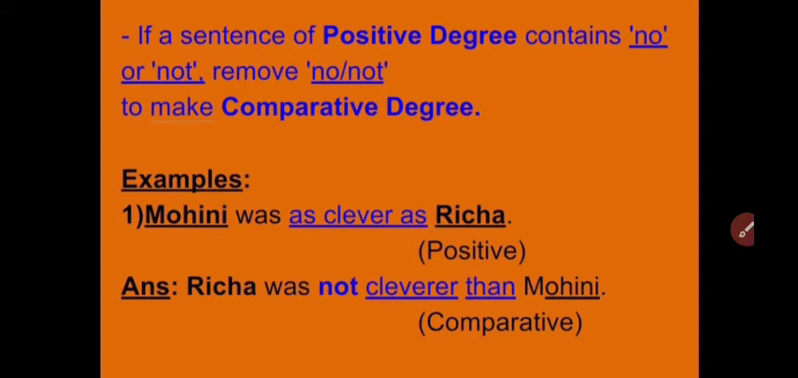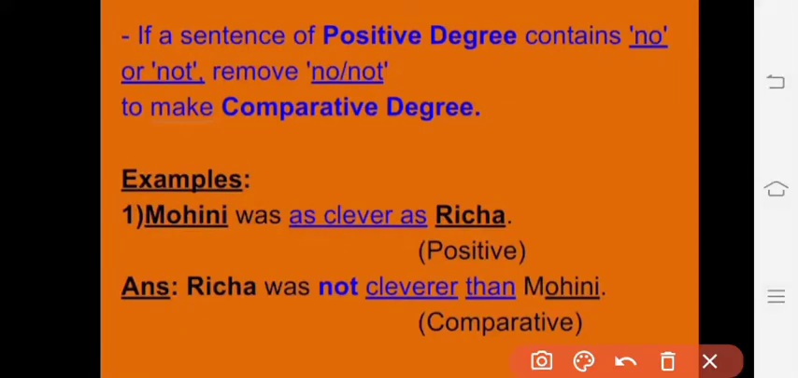Example 1, Mohini was as clever as Richa. Now you can see as, it means it is a positive degree. Now we want to convert it into comparative. The as or so as word shows positive degree. So when positive degree is given, we have to convert into comparative degree.